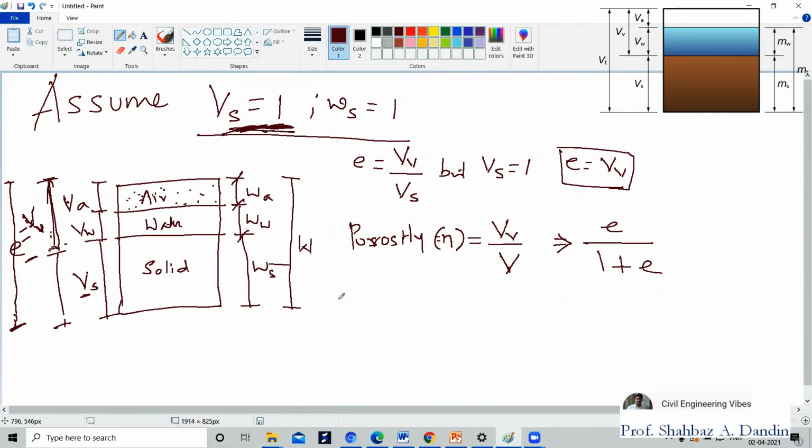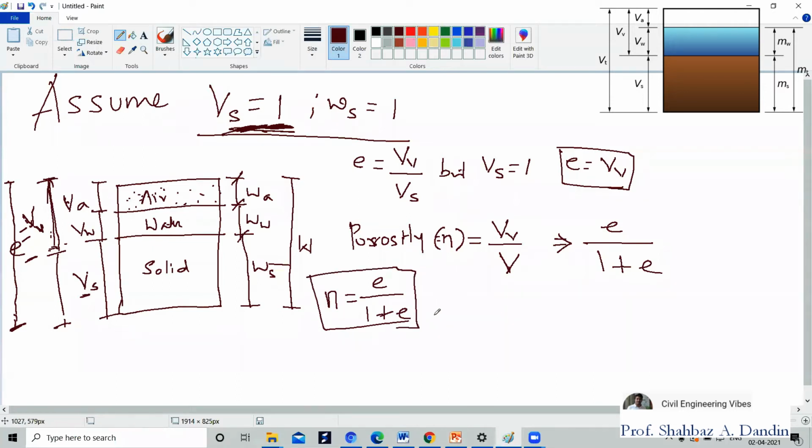Are you understanding it or not? If not, please let me know, because the basics are to be noted down. If you don't understand here, you won't understand anything ahead. If you're not understanding, please interrupt me in between so that I can repeat it. Now, what is the relationship we got? Porosity n is equal to e divided by 1 plus e. This is our first relationship.